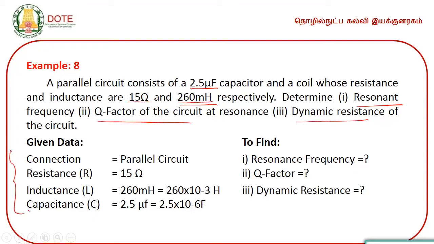So, first of all we will write down the given data. The connection is a parallel connection, resistance value is 15 ohms, inductance is 260 into 10 power minus 3 Henry, capacitance is 2.5 microfarad, 2.5 into 10 power minus 6 farad. So, we need to find out 3 parameters: one is the resonance frequency, second is the Q factor, third is the dynamic resistance.